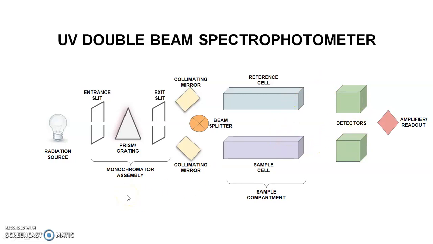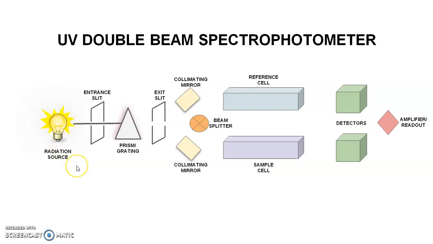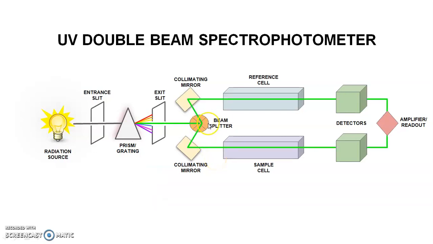So let us try to animate this. The radiation source is on. White light is falling on the grating. Then the grating does its job. The desired wavelength is selected by the exit slit and it reaches the beam splitter, and the beam splitter splits the beam into two halves so that one travels through the reference cell and the other travels through the sample cell. Once they pass through, they reach the detector and the amplifier picks up the reading. So this is with one wavelength.